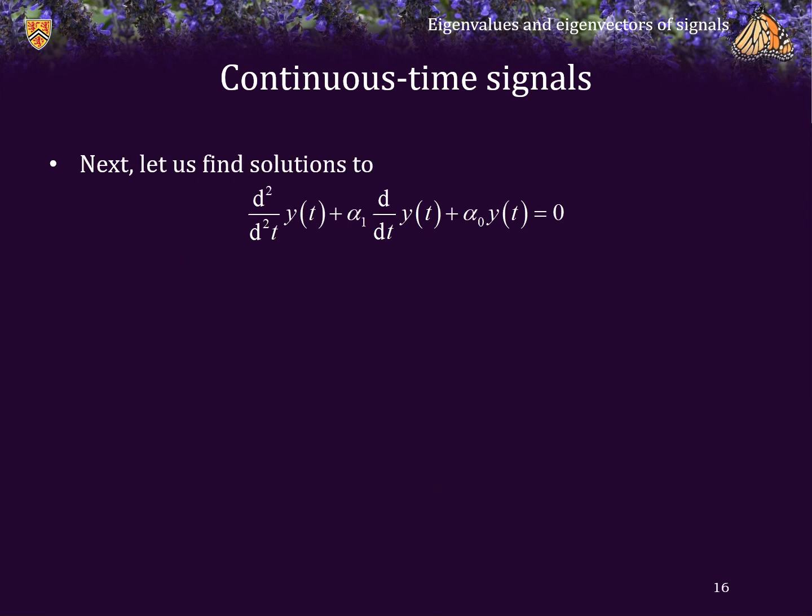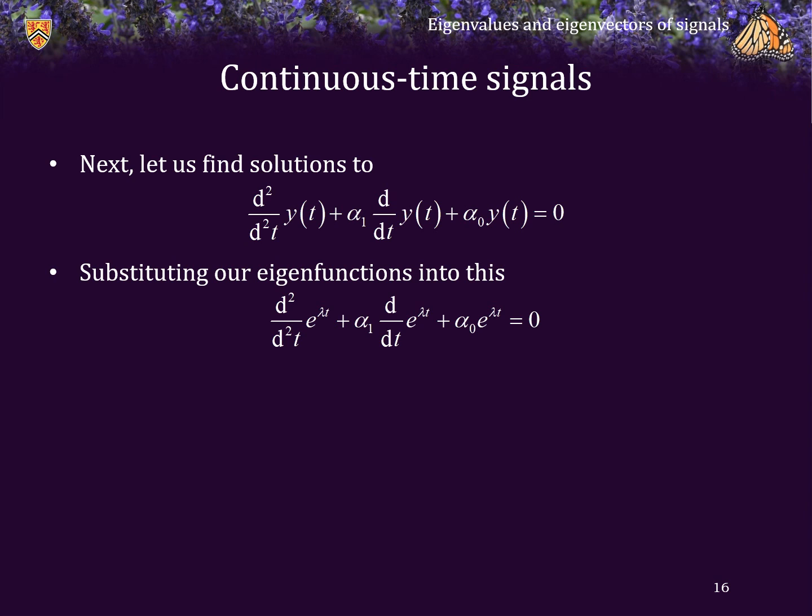Next, let us find the solutions to this equation. The second derivative of y of t plus alpha 1 times the derivative of y of t plus alpha naught times y of t is equal to 0. Well, once again, it seems that we are adding functions that are similar to each other when differentiated. That means that we are adding eigenfunctions together. So let us substitute in e to the lambda t into this equation.